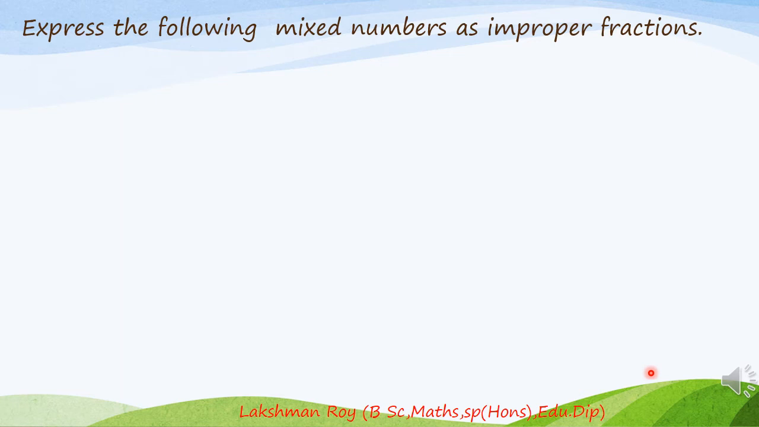Right. Now let's see how to express the following mixed numbers as improper fractions. I'll give some examples so you can try them. My first mixed number is 2 and 1/5. Try to write it as an improper fraction; no need for the steps. Another one, 3 and 2/3. Another example, 5 and 2/5. Another one, 8 and 3/4.